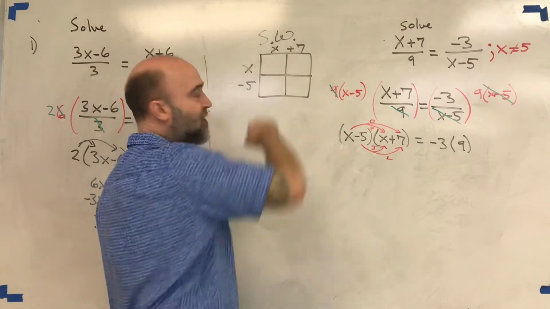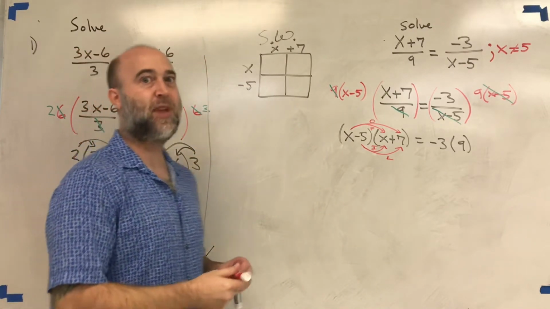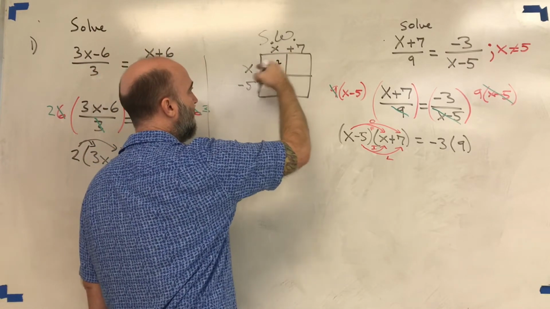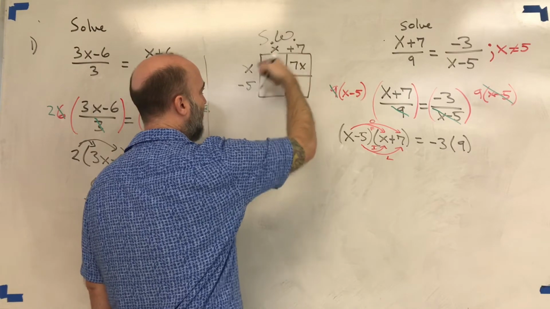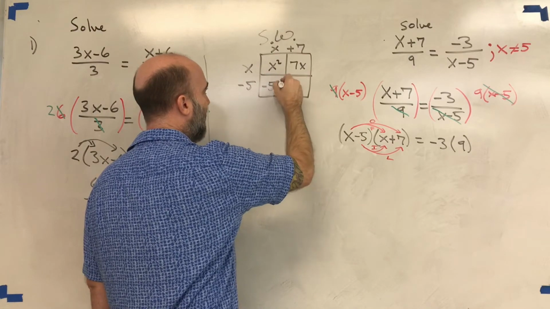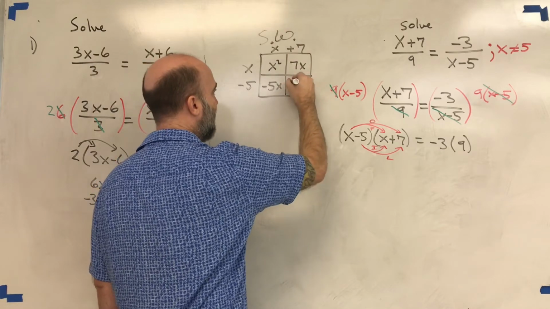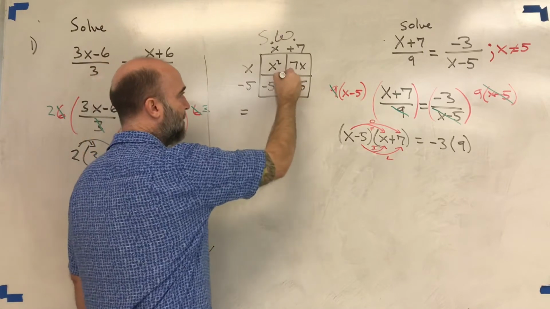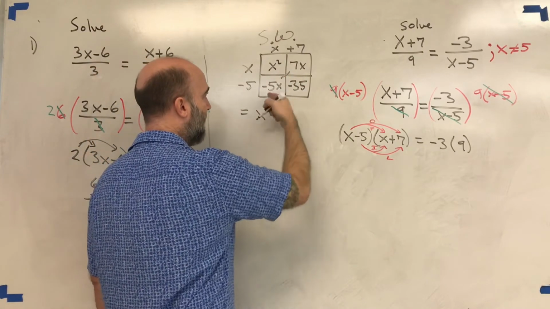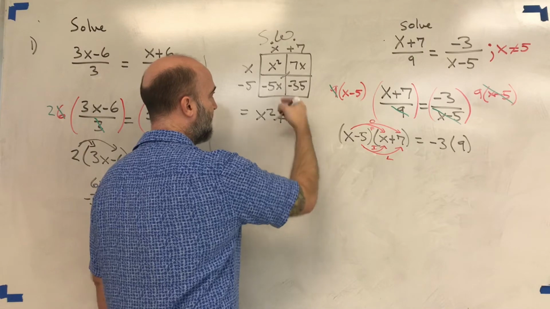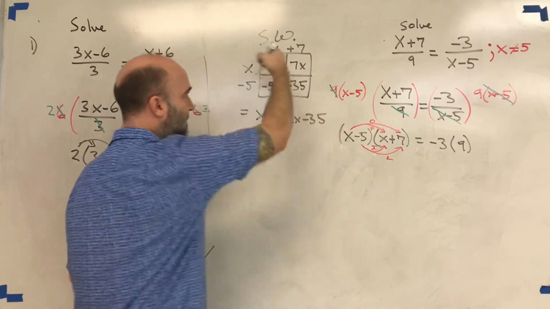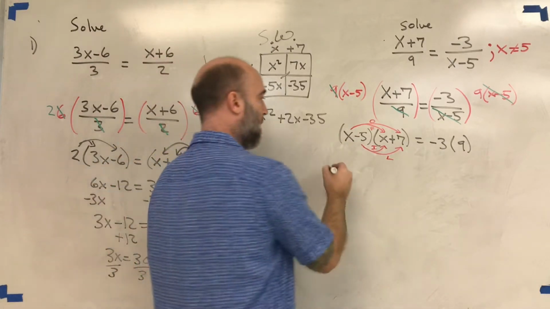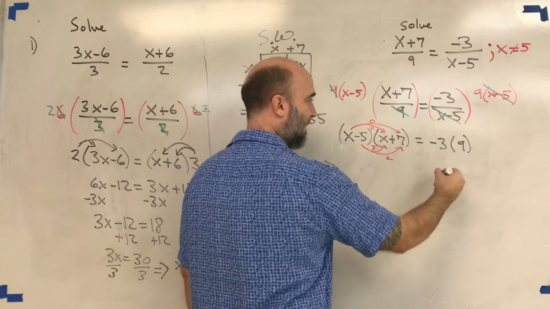So we like to use the generic rectangle, that's easier to keep track of things and you're less likely to make mistakes. So x times x is x squared, x times 7 is 7x, x times -5 is -5x, -5 times -7 is -35. Okay, so these two combine, and x squared plus 2x minus 35 is what we get from this binomial multiplication.